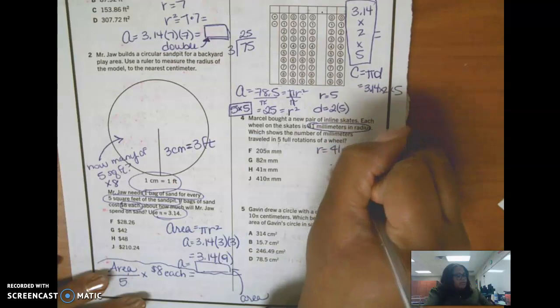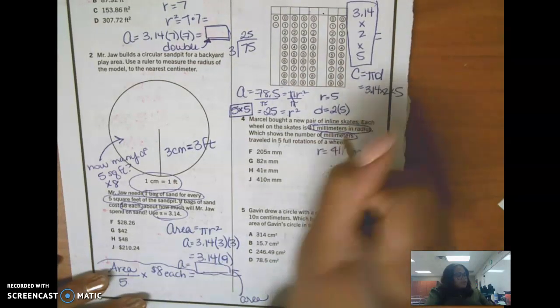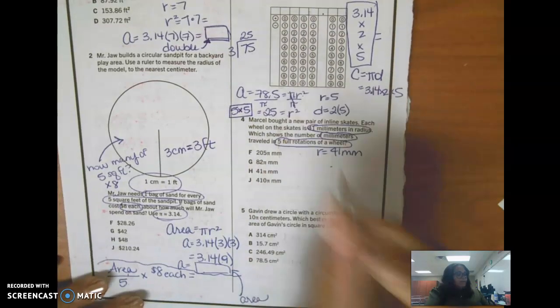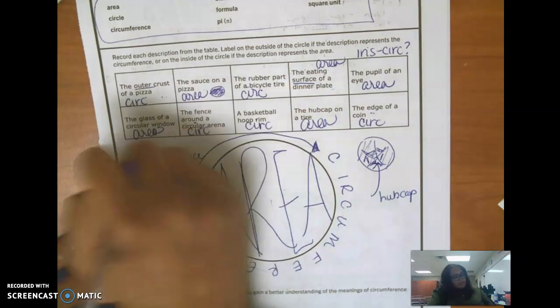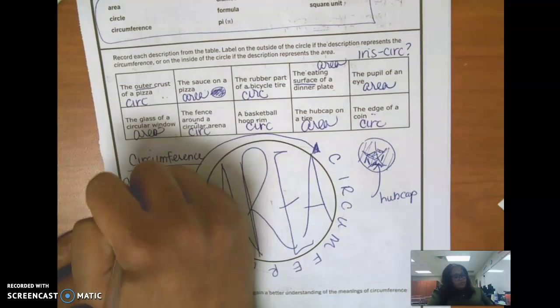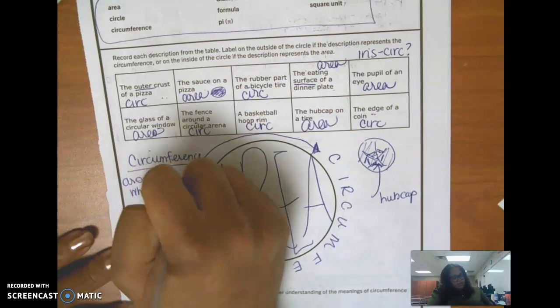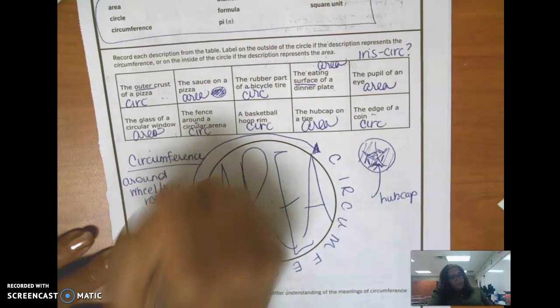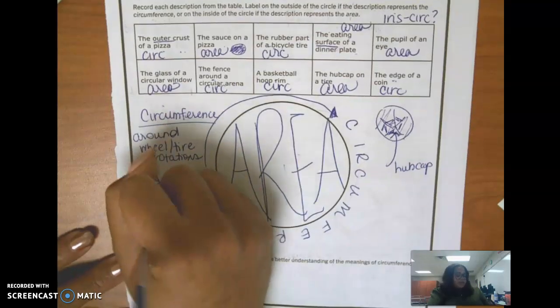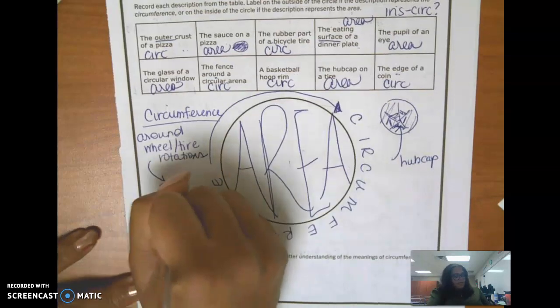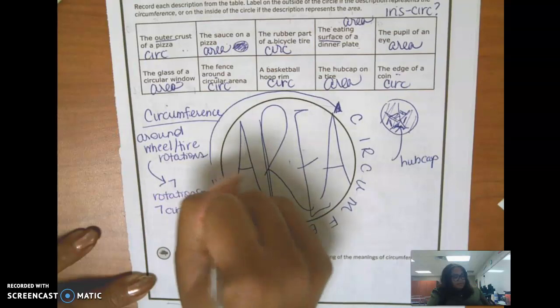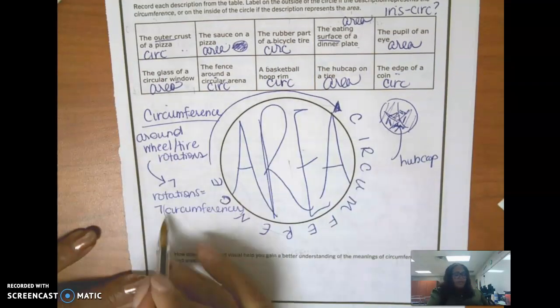This equals 41 millimeters, which shows the number of millimeters traveled in 5 full rotations of a wheel. So remember, 1 rotation. I don't think I wrote this down. Go back to your notes here. Circumference has to do with rotations. That's going around, and usually wheel or tire rotations. And if they say 7 rotations, that means I'm going to have 7 circumferences. So I'm going to take my circumference and multiply it by 7.